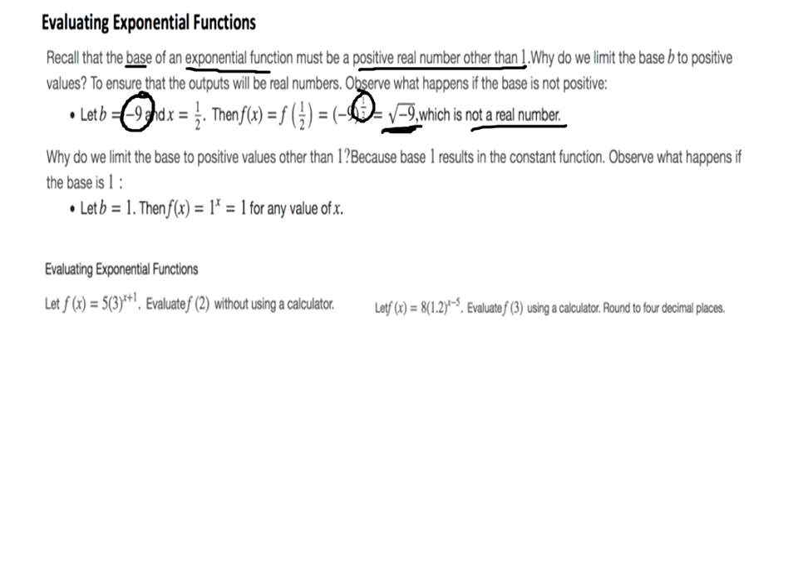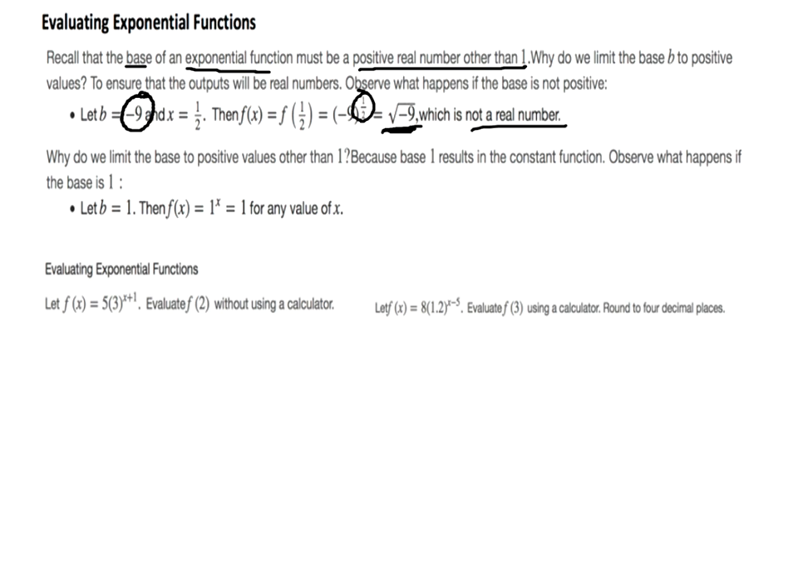Why do we limit the base to positive values other than 1? We've already discussed this. 1 multiplied by itself is just 1. It doesn't matter how many times you multiply it by itself. And remember, the exponent is telling you how many times you're multiplying that base by itself.